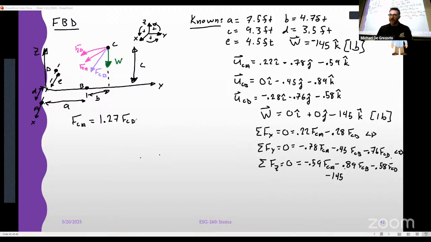Does everybody see where I pulled that from and the algebra that I did to get from here to over here? Do you want me to step through it? Anybody? No. 0.22 FCA minus 0.28 FCD is 0. When I move 0.28 over, it becomes positive. Divide by 0.22 gets me 1.27.